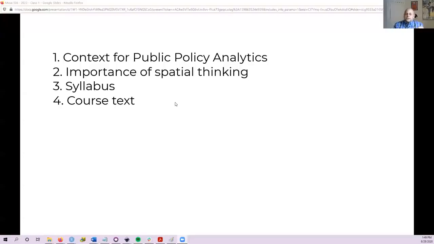Then I will go over the syllabus, and finally I will talk about the course text for this year, which is something I've been working on for a long time, but it will actually be a finished book in print, and it's accessible for free online. You don't have to pay for it. But all the code and everything that we're going to access for this course can be found in this text, so I will go over that as well.